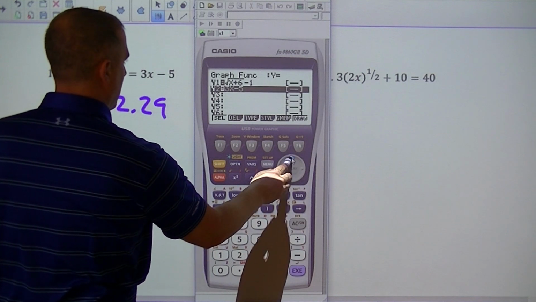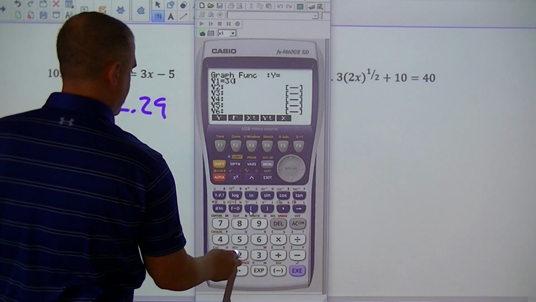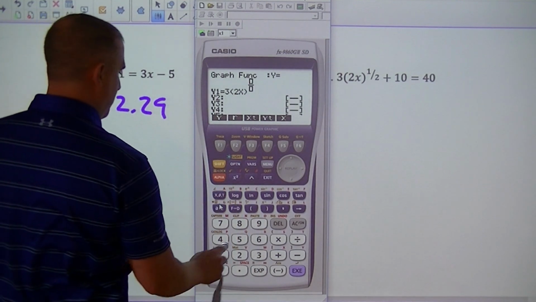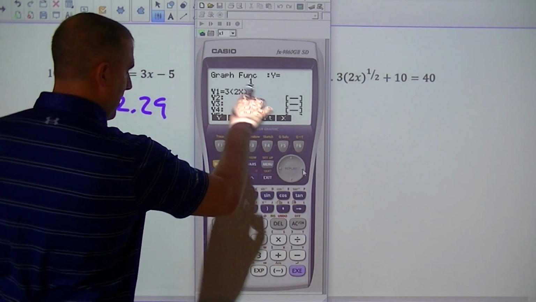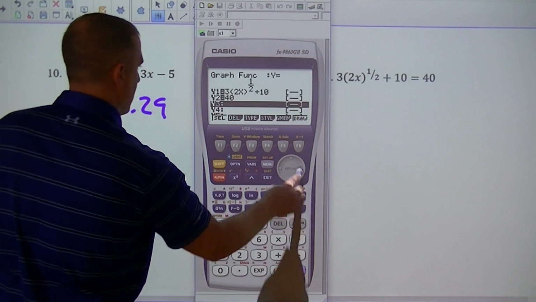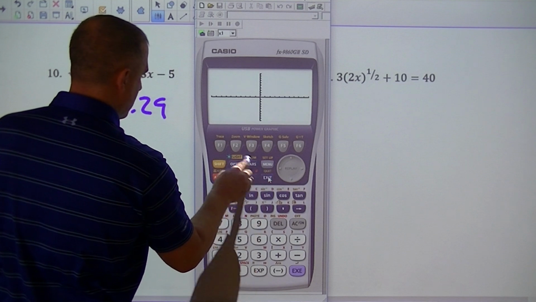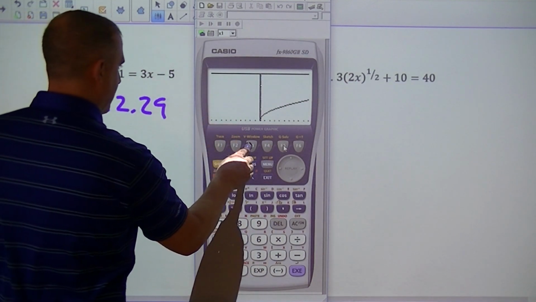Okay, I'm going to delete, 3 parentheses 2x parentheses, exponent, fraction button, 1/2, over twice. So I drop down, plus 10, and then 40 on this side. As you draw, I don't see anything, so I'm going to zoom, zoom auto. Okay, and I see now I just got to keep working at it.